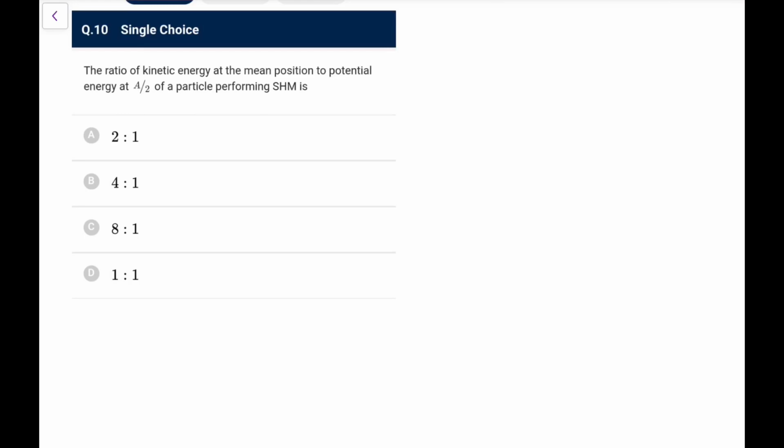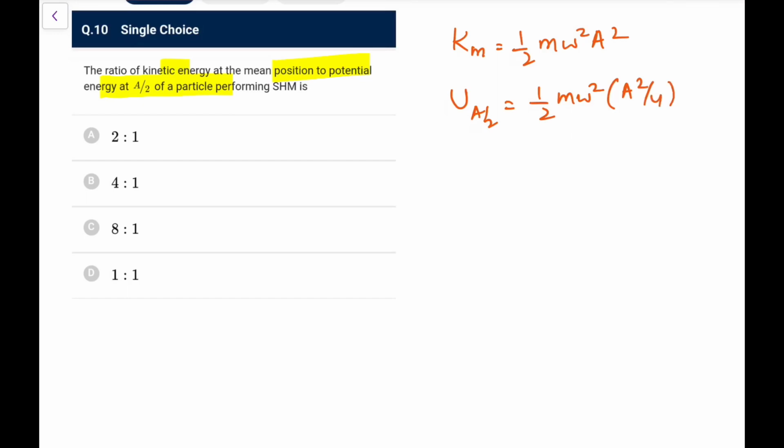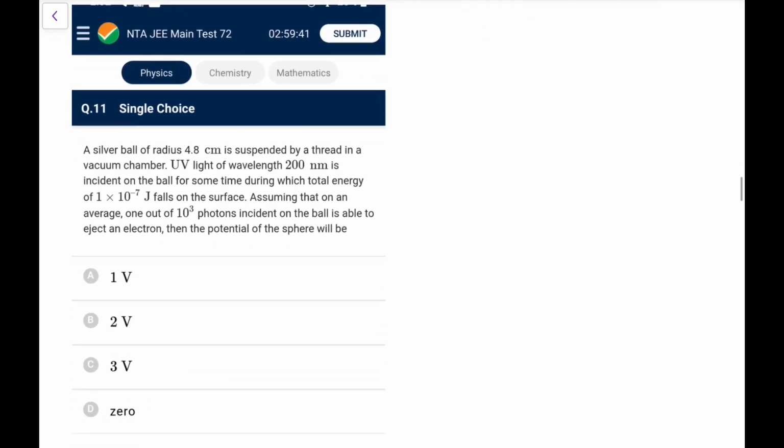The ratio of kinetic energy at the mean position to potential energy at a/2 of a particle is. So kinetic energy at mean position, you know, is the complete energy, half m omega square a square. And potential energy at a/2 would be half k x square, that is half m omega square, a/2 whole square is a square by 4. So clearly that ratio is 4:1. Nothing very special about it.